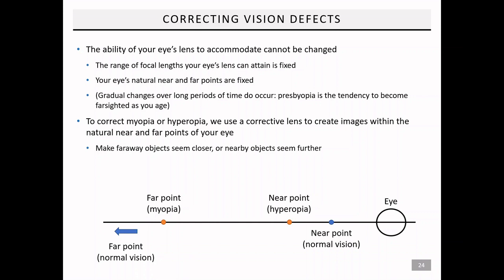And generally speaking, to correct these types of vision defects, you can use lenses, and this is why people wear glasses, of course. The purpose of the lens is to create an image within the natural near and far points of the eye. So basically, you're going to make faraway objects seem closer or nearby objects seem further. So let's take a look and see how this works.